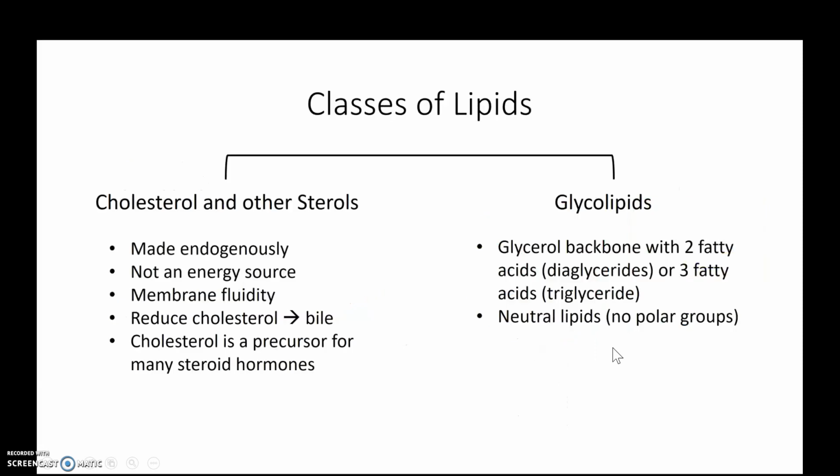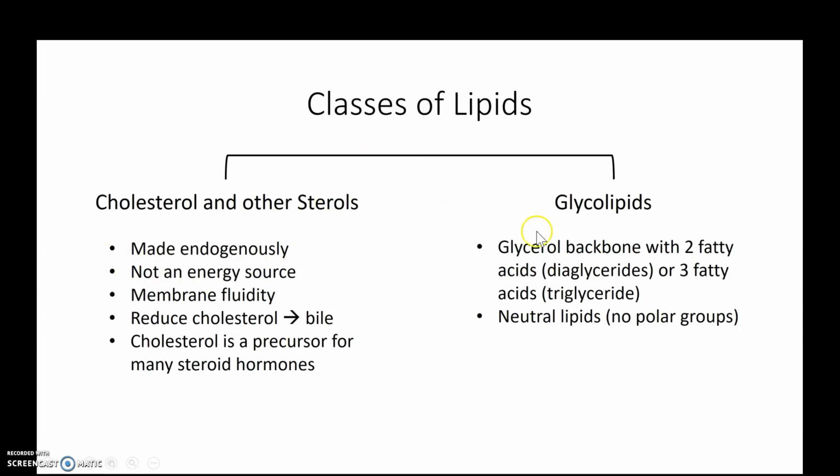In terms of classes of lipids, we just talked about the sterols and cholesterols, and these are made endogenously. Cholesterol, for example, is not considered a source of energy. Our bodies use it as a structural component of the cell membrane to maintain membrane fluidity. Cholesterol is also involved in bile production, so it's a very important part of bile synthesis. It is also a precursor of many steroid hormones, for example, estrogen.